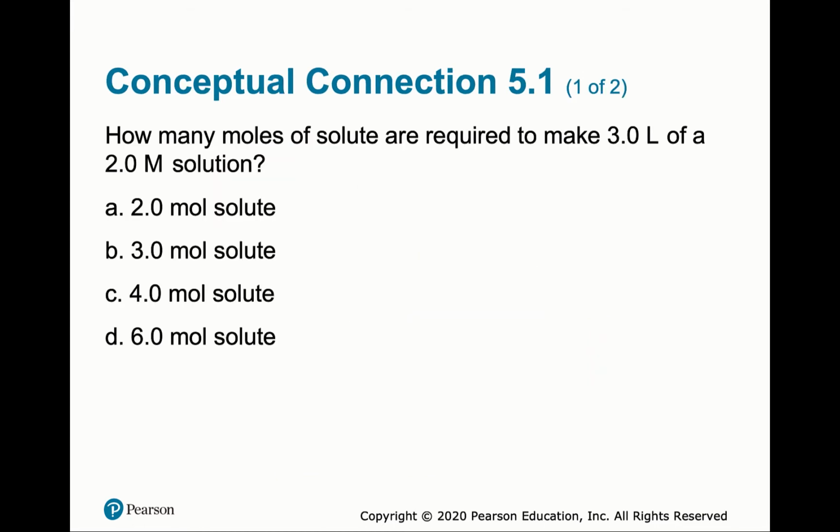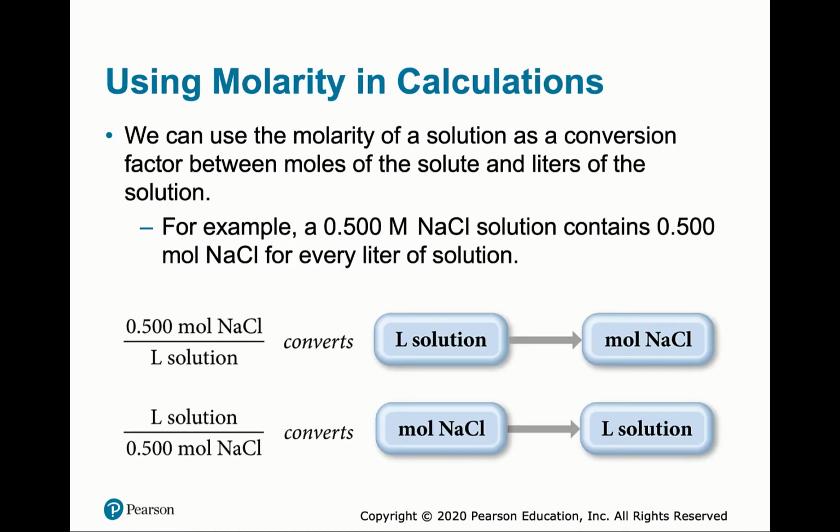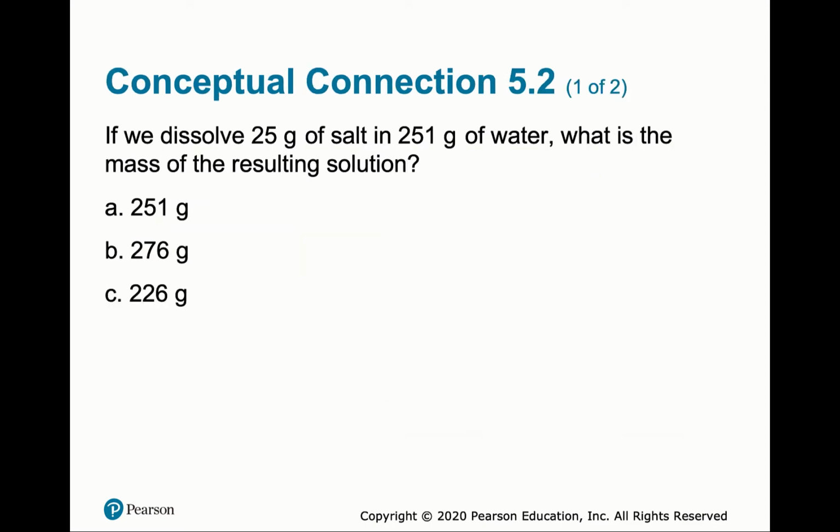Okay, so let's do this. How many moles of solute are required to make 3 liters of a 2 molar solution? 2 molar means 2 moles per liter. 2 moles per liter times 3 liters, that's going to be 6 moles. So that's using dimensional analysis. So let's use some molarity calculations. I just showed you there in the previous example using dimensional analysis.